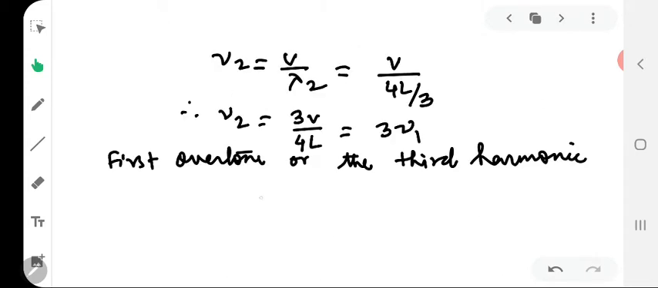So obviously, if nu2 is the frequency of the wave set up, then we may write down nu2 to be equal to V by lambda 2, and that is further equal to V by 4L by 3, as lambda 2 is equal to 4L by 3. Solving, we get nu2 equal to 3V by 4L, and this is equal to thrice of nu1. This means the first overtone is 3 times the fundamental frequency, and hence we may call it the third harmonic.